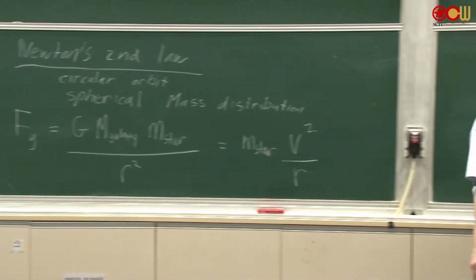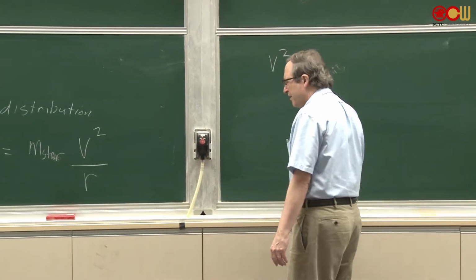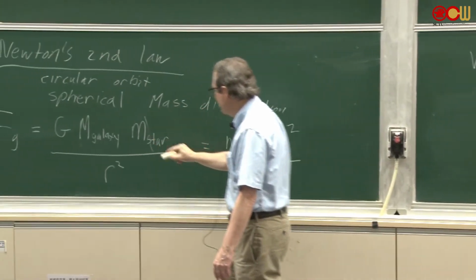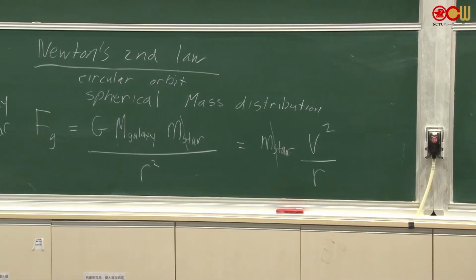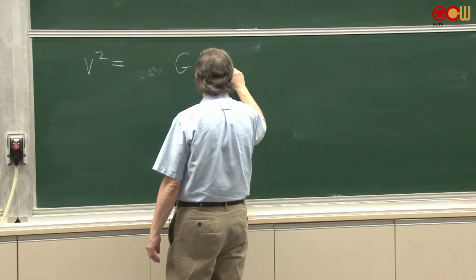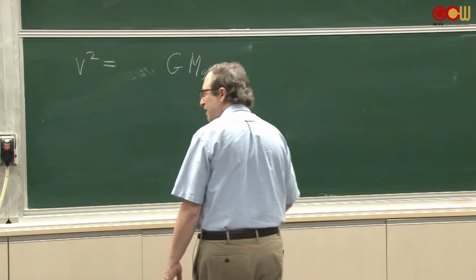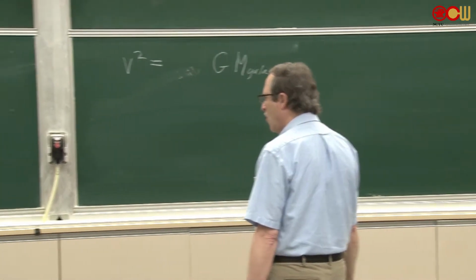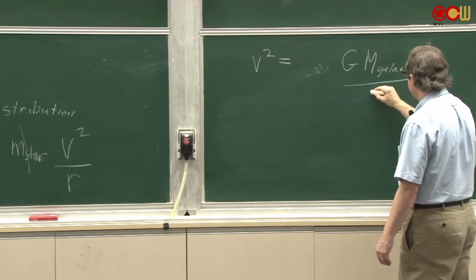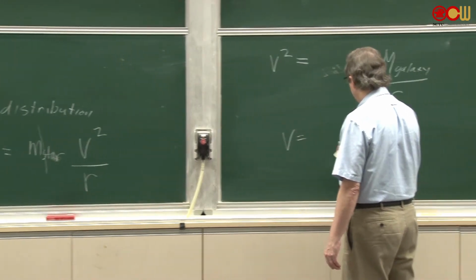So I'm going to solve for v. So I get v squared. The m stars cancel out. This cancels with this. And you get G times the mass of the galaxy over r, or v is equal to the square root.